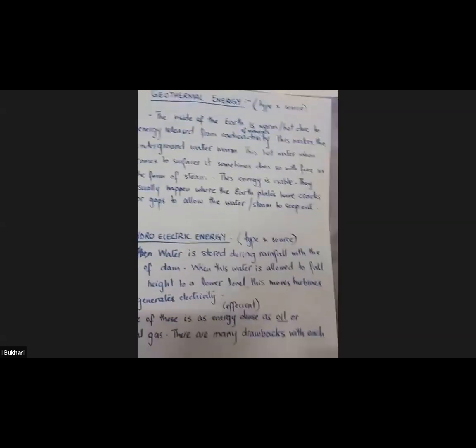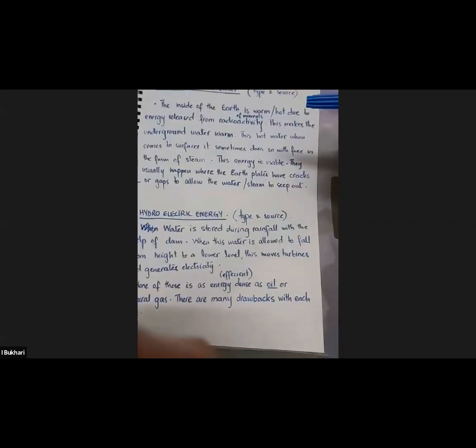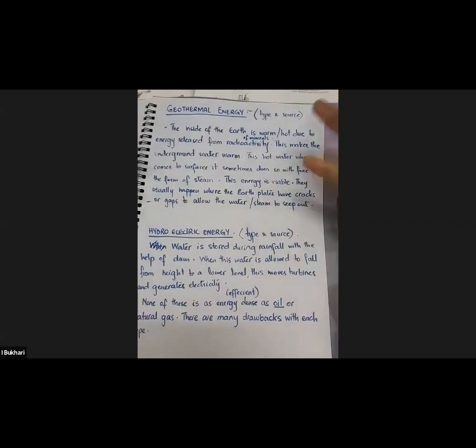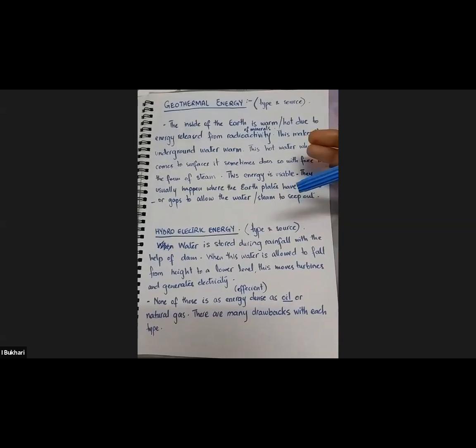And I'll just show you. There are geysers and you can see steam coming out from under the ground. And this energy can be converted again into electricity, and that's what we call geothermal energy, okay?